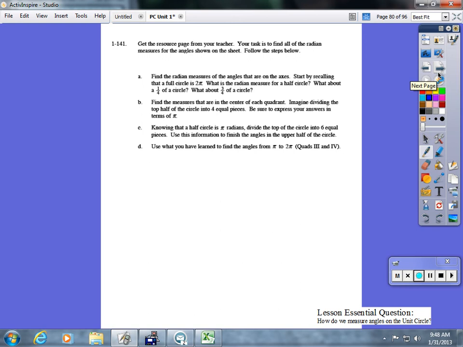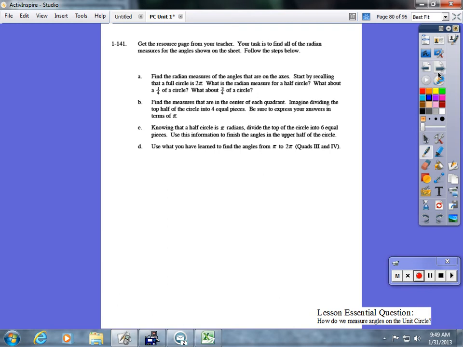Well, number 141, get the resource page from your teacher. Hopefully you already took that home with you. Your task is to find out all of the radian measures for the angle shown on the sheet. Follow the steps below. Actually, you know what? I did not give that out yet, so that's okay. You can go ahead and copy the circle down. I have it on the next page, and I will give you an official copy on cardstock. Again, I do the cardstock thing because you're going to keep this for the whole semester, and it ends up being something we use over and over again.